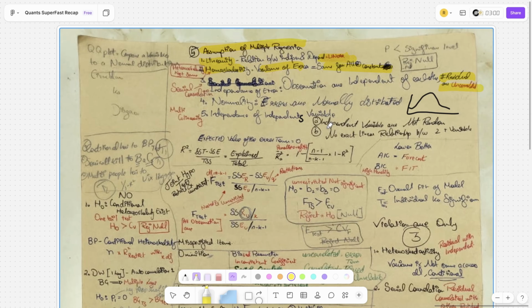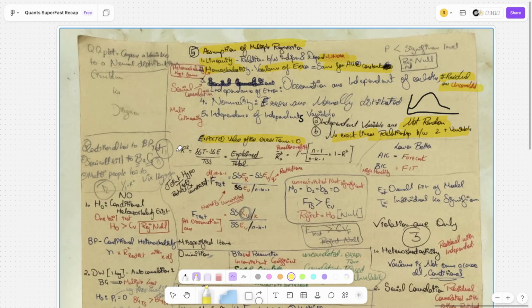In that there are subparts A and B. The subpart being independent variables are not random, meaning that they are somehow correlated and they explain the dependent variable. And second one, there is no exact linear relationship between 2 or more variables. And the expected value of the error term, what we expect the error to be, is 0. You have to understand this thing.